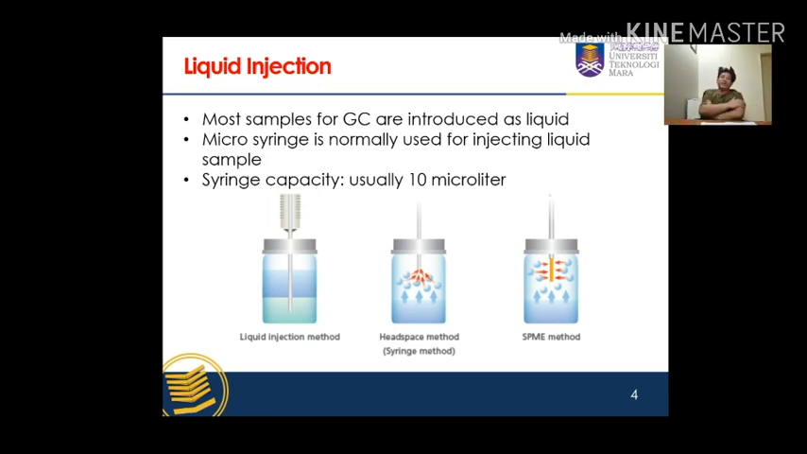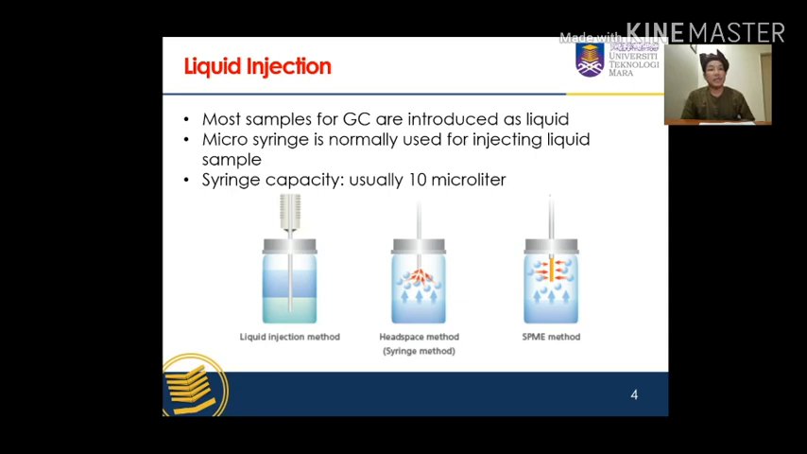Let's start one by one. Most of the samples are introduced to GC in liquid form after you conduct some sample extraction technique. So you will come up with the liquid form of samples. After sample preparation, such as liquid extraction or solid phase extraction, the final product is in liquid form. The liquid will be injected to GC using a micro syringe with a capacity of around 10 microliters.